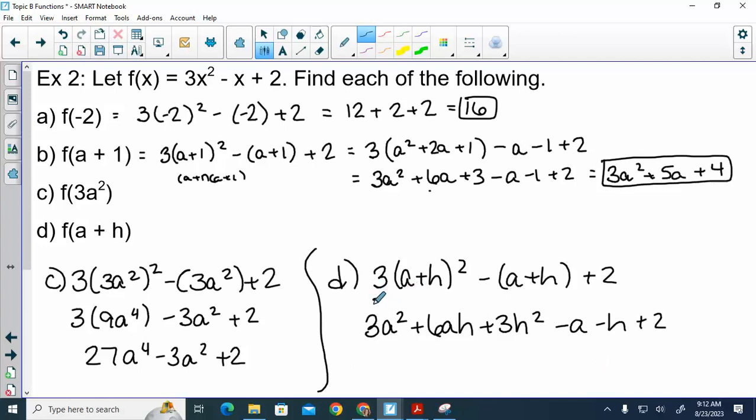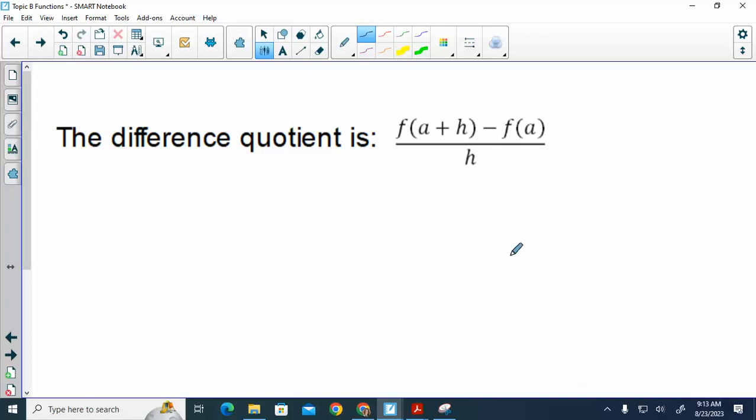When you do the a plus h squared, you get a squared plus 2ah plus h squared, because you have to write it twice in FOIL. And then distribute the 3. Okay, so we can do those. If you can evaluate functions like this, then you can do a difference quotient. So a difference quotient, something we will do a lot of this semester, is f of a plus h minus f of a over h.